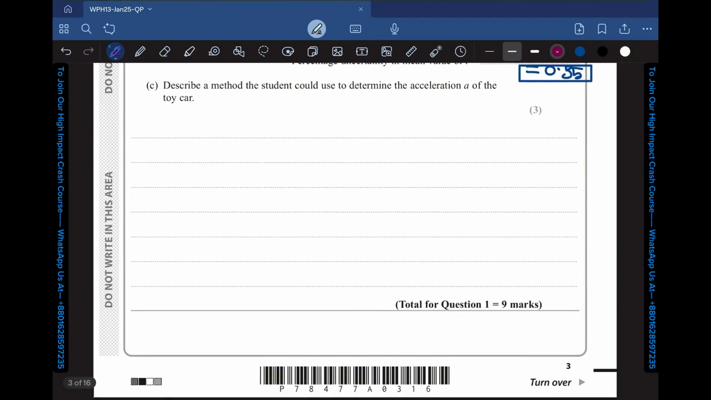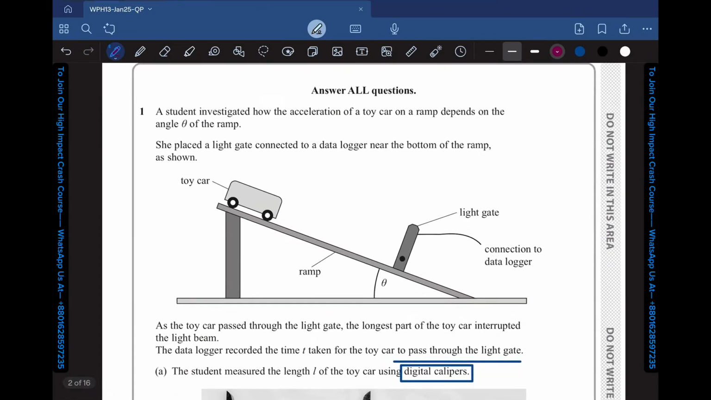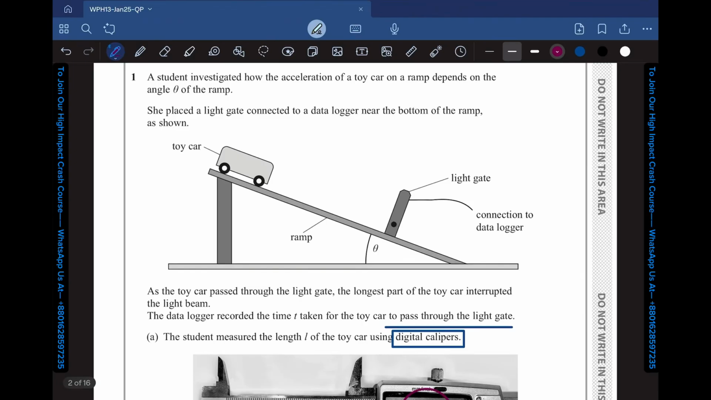Now moving on to the next part, it says describe a method the student could use to determine the acceleration of the toy car. For this situation, which we can see right here, we cannot use s equals ut plus half at squared, because we are going to figure out the final velocity right here, because the final velocity is this velocity. This is actually the instantaneous velocity, which can also be regarded as the final velocity. So we cannot use s equals ut plus half at squared.